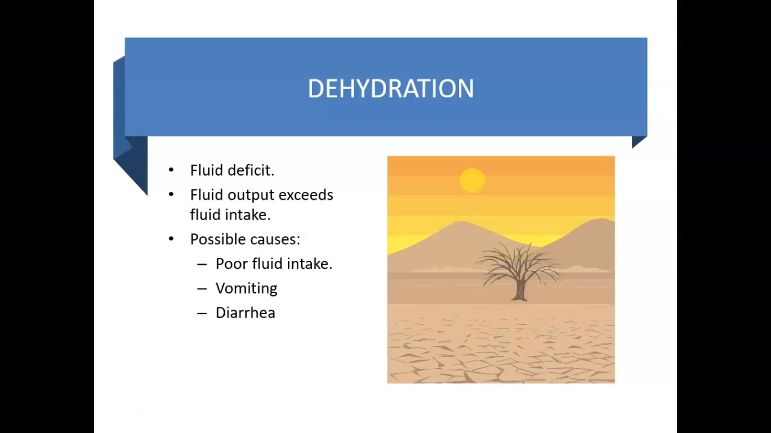Dehydration would be the opposite of fluid overload, where you have a fluid deficit. The fluid output exceeds the fluid intake. Possible causes would be poor fluid intake. That's why at the nursing homes they have hydration cards, and we fill up their water pitchers and encourage them to drink daily unless they're on a fluid restriction. You can get dehydrated from vomiting and diarrhea as well.